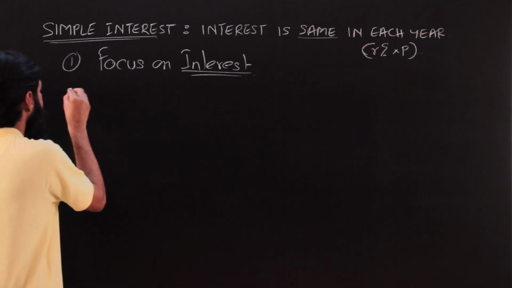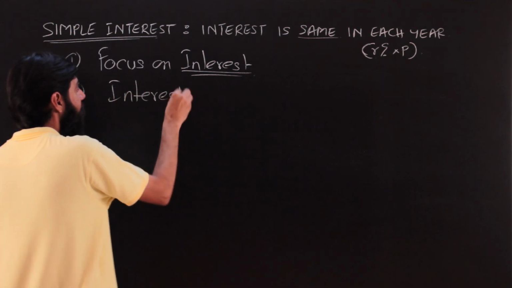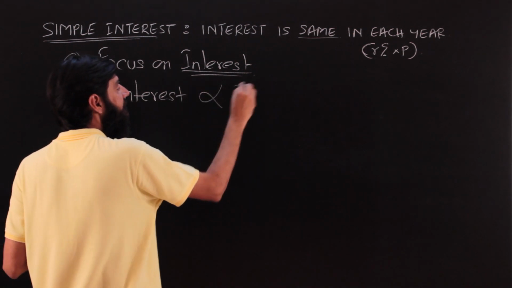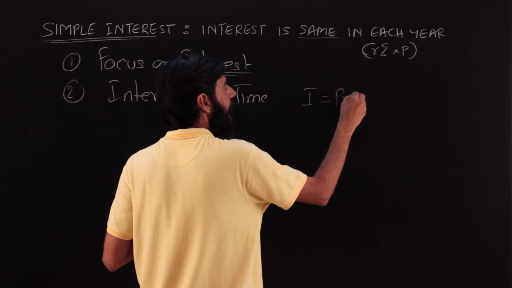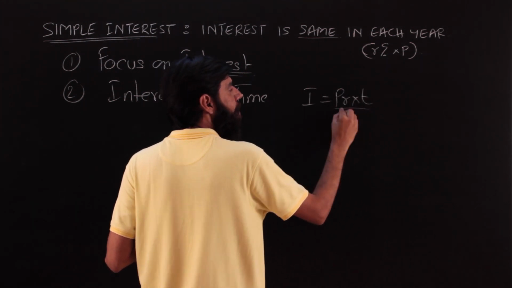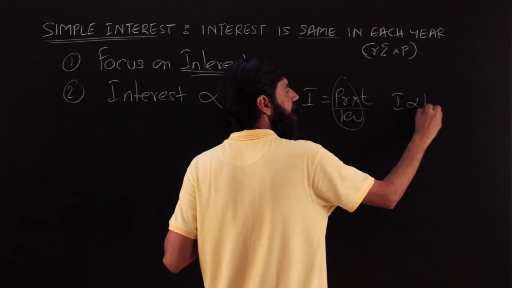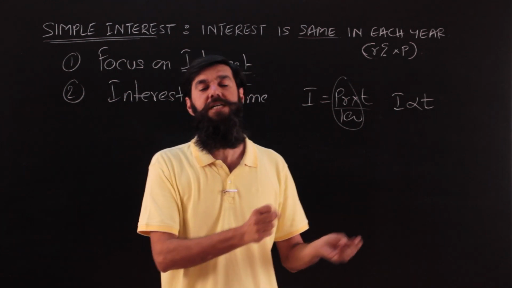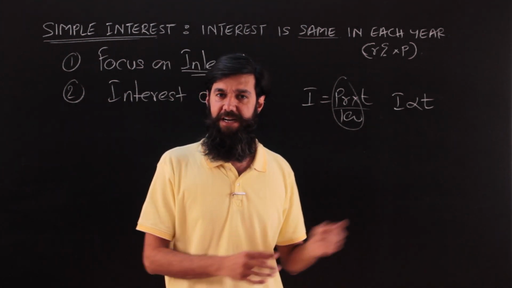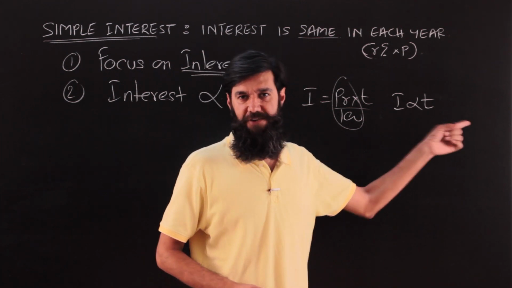Focus on the interest. Second thing, and an important one, please do not use this wrongly. The interest is directly proportional to time. And obviously the interest is PRT by 100, right? So if I take PR by 100 as K, interest is directly proportional to time. More time, so in 2 years I get 3000, so in 1 year I'll get 1500. This is what we mean by directly proportional. In 3 years I'll get 4500, right?